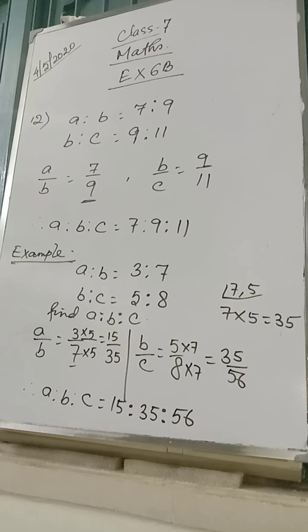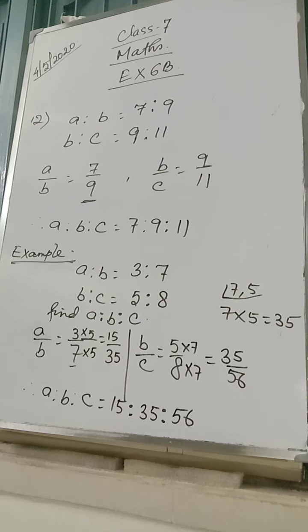How to make the value of B equal? By getting the LCM of the values of B. So 7 and 5, the LCM: both the numbers are prime, we know. So what we have to do? We have to multiply them. Then this 7 has been converted into 35 and 5 is also converted into 35. When we converted 7 into 35, we have to convert the numerator. In a similar way, when we converted 5 into 35, we have to convert the numerator as well. So the final will be 15 is to 35 is to 56.